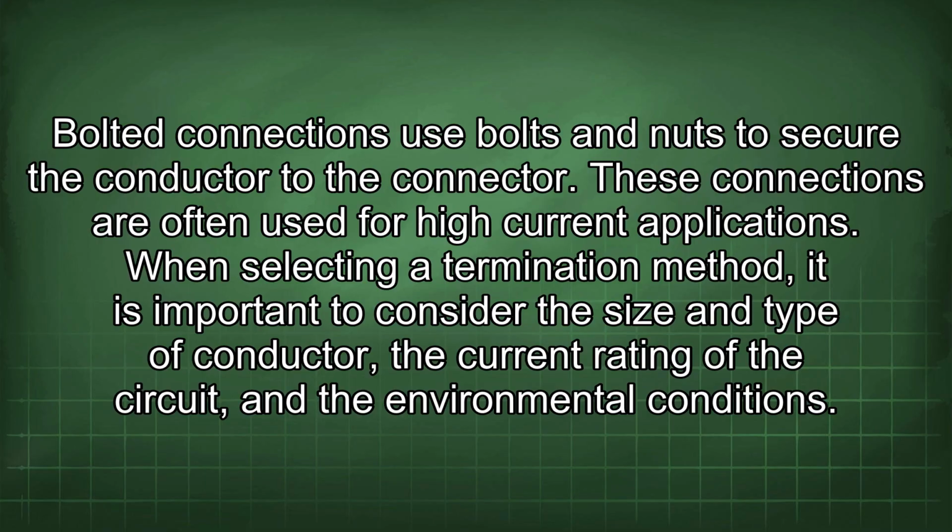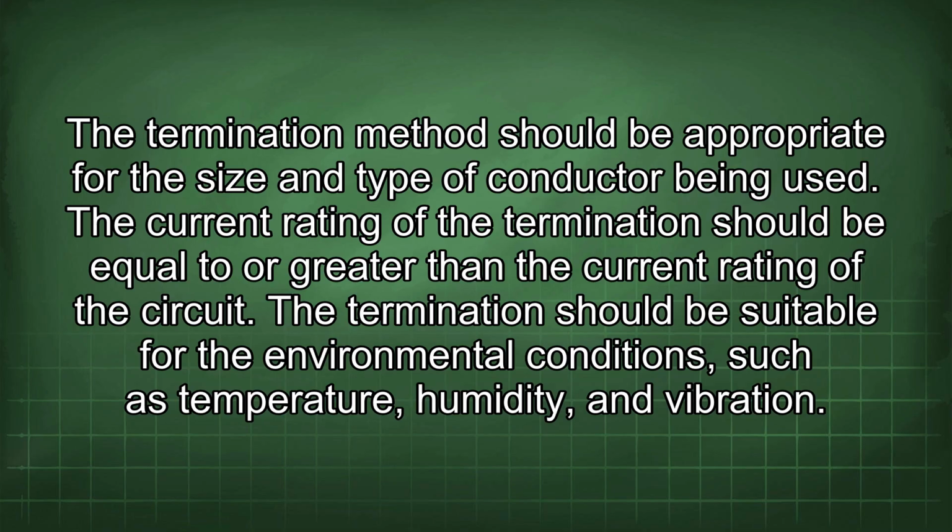When selecting a termination method, it is important to consider the size and type of conductor, the current rating of the circuit, and the environmental conditions. The termination method should be appropriate for the size and type of conductor being used. The current rating of the termination should be equal to or greater than the current rating of the circuit. The termination should be suitable for the environmental conditions such as temperature, humidity, and vibration.